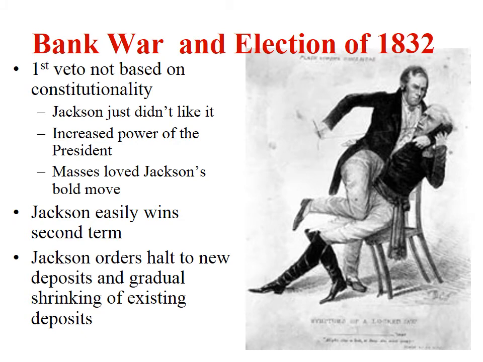So, like I said before, this is the first veto not based on constitutionality. Jackson just didn't like it. By doing this, it increases the power of the president because now he can basically say, I'm just as powerful as 2/3 of both houses of Congress, because that's the only way that you could overturn a veto. It's a bold move on an executive branch part. Of course, the people love it, right? The American people love a badass, and Andrew Jackson was a badass.